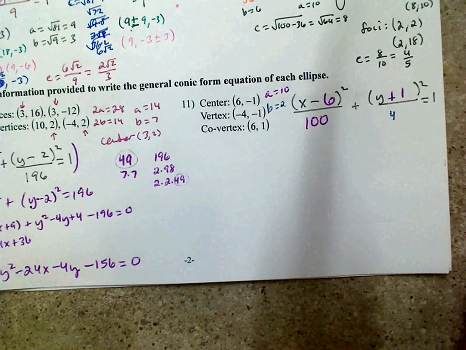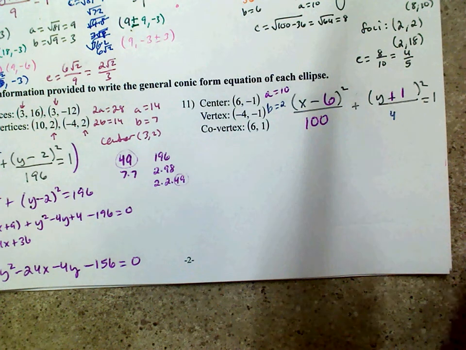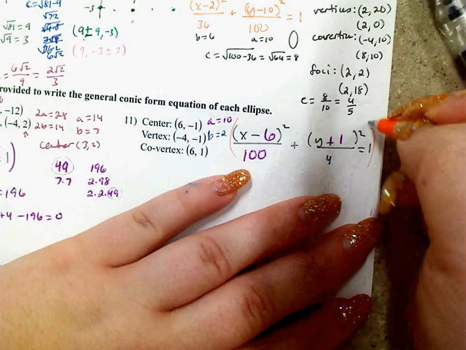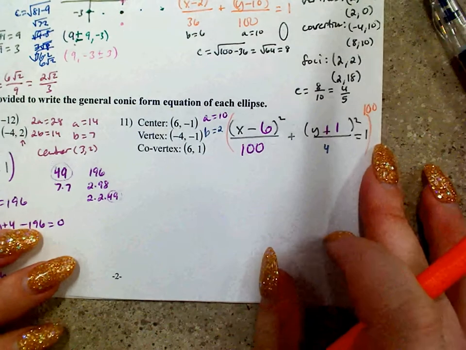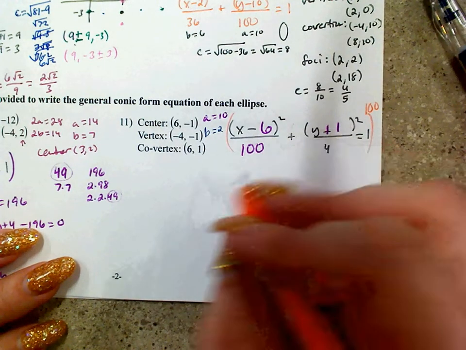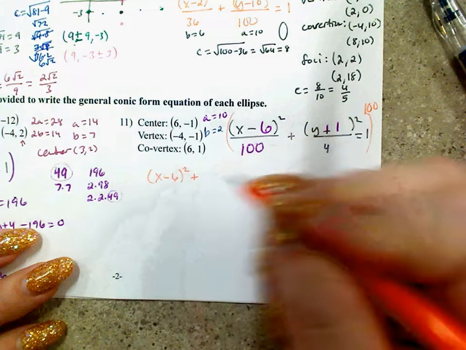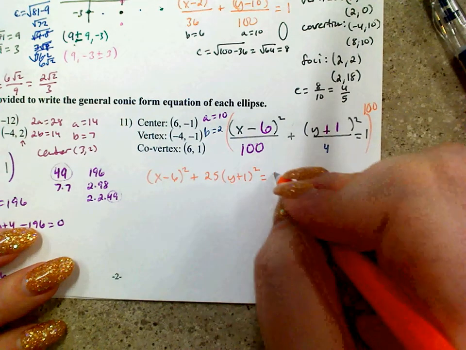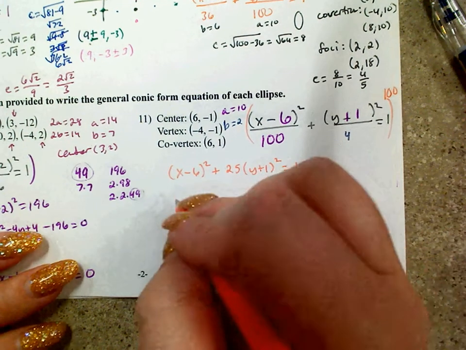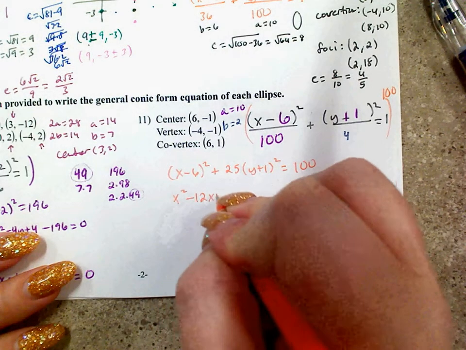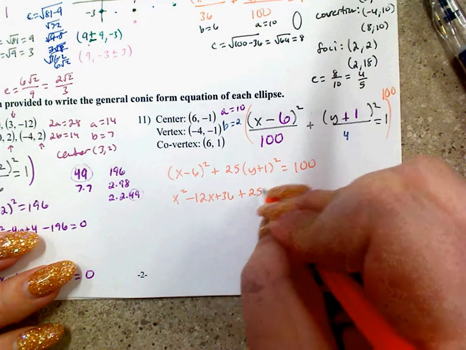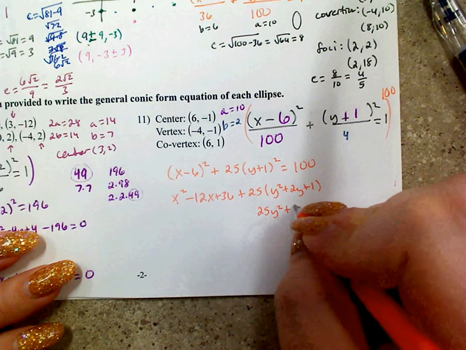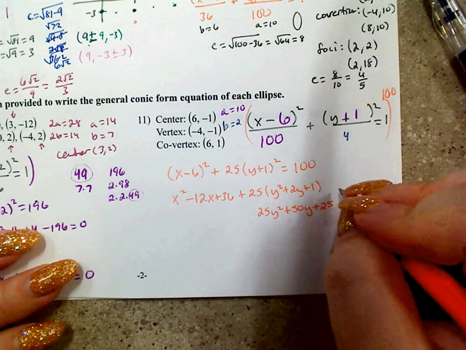Now, as far as multiplying, 4 definitely goes in 100, so we're just going to multiply the whole equation by 100 to no longer have that fraction. So 100 times this fraction is just x minus 6 quantity squared. 100 divided by 4 is 25, so 25 times y plus 1 quantity squared. And then 100 times 1 is 100. Okay, we just expand and then we got our answer. x squared minus 12x plus 36, plus 25 times y squared plus 2y plus 1, or 25y squared plus 50y plus 25, and then minus 100 equals 0.